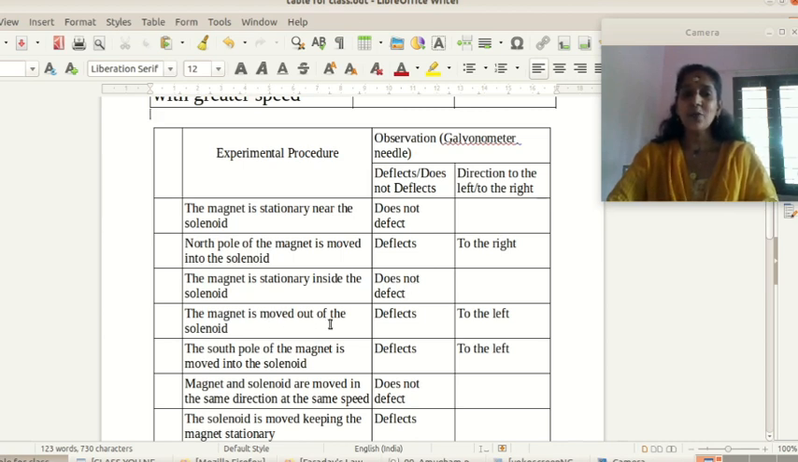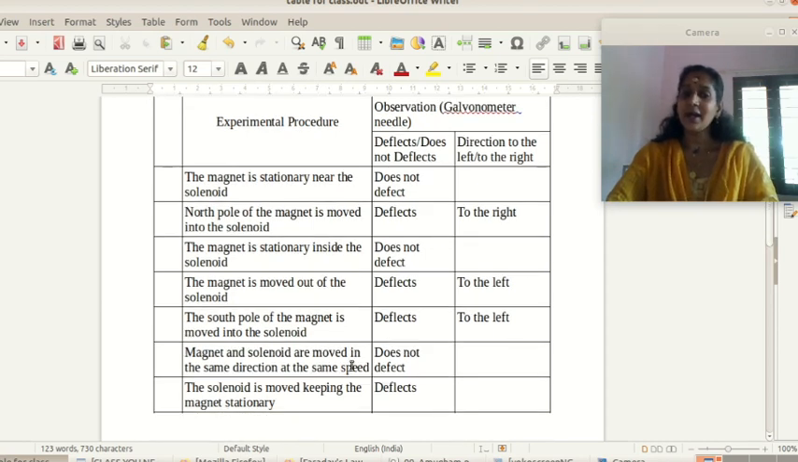The magnet is moved out of the solenoid. That time also galvanometer deflects, but to the left side, because the magnet is pulled out of the solenoid. The south pole of the magnet is moved into the solenoid. That time also galvanometer needle shows deflection, but to the left.